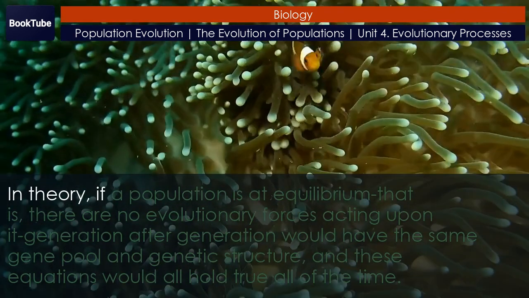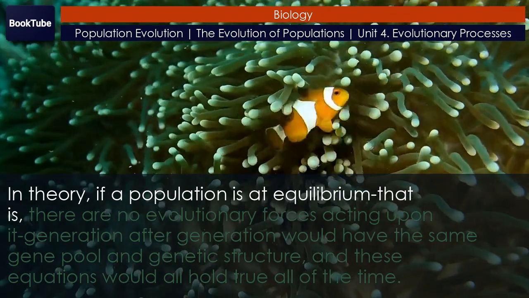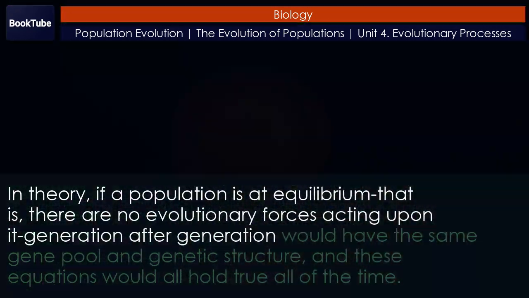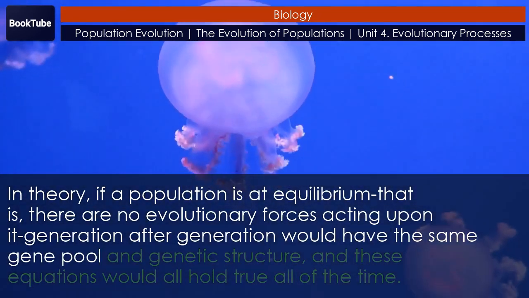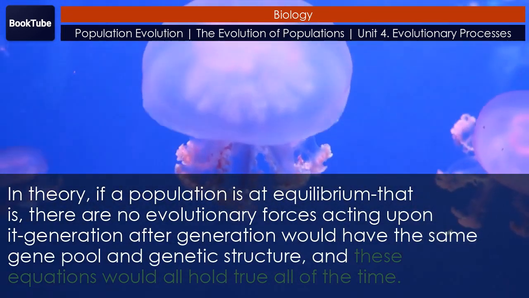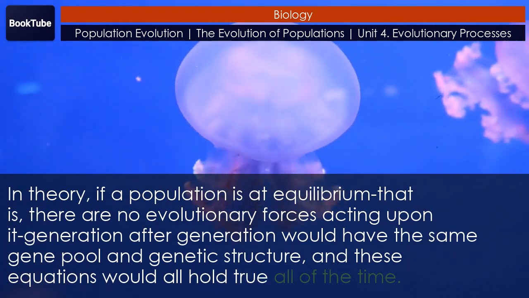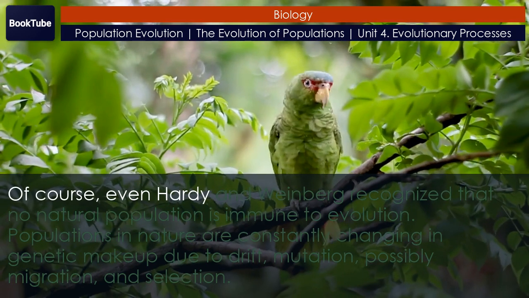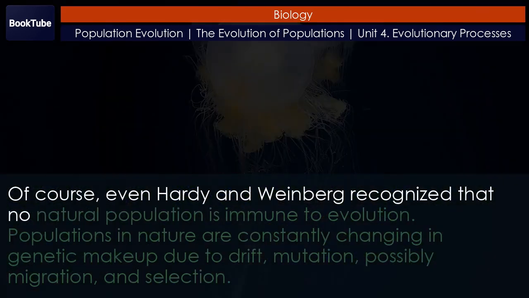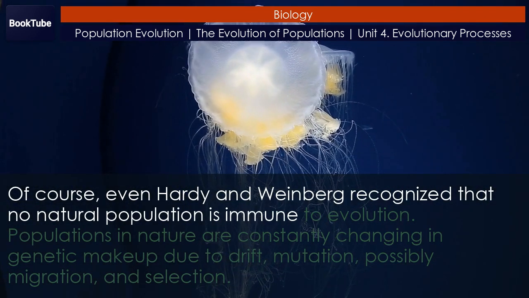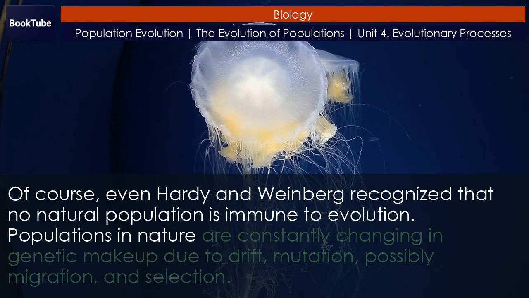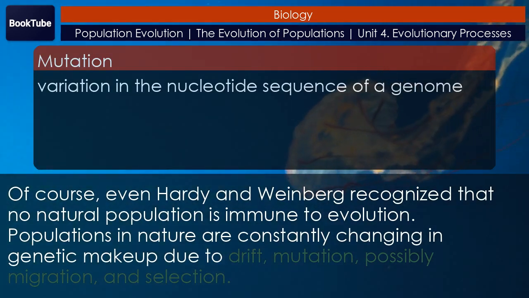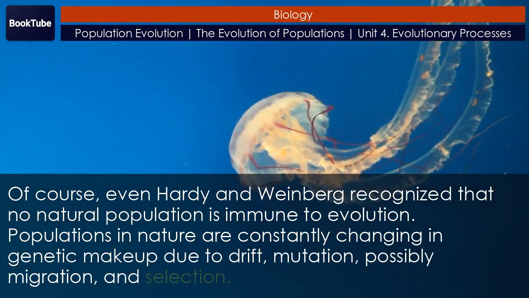In theory, if a population is at equilibrium, that is, there are no evolutionary forces acting upon it, generation after generation would have the same gene pool and genetic structure. And these equations would all hold true all of the time. Of course, even Hardy and Weinberg recognized that no natural population is immune to evolution. Populations in nature are constantly changing in genetic makeup due to drift, mutation, possibly migration, and selection.